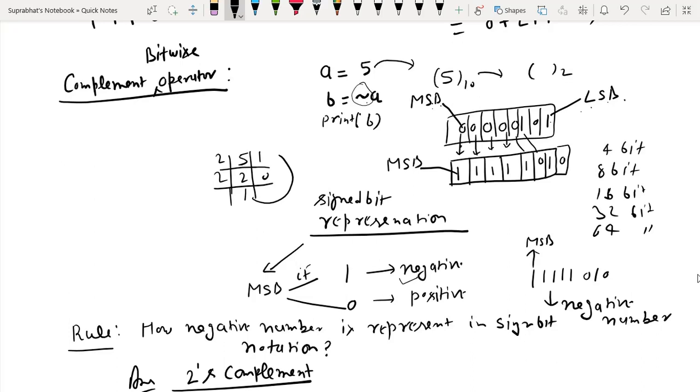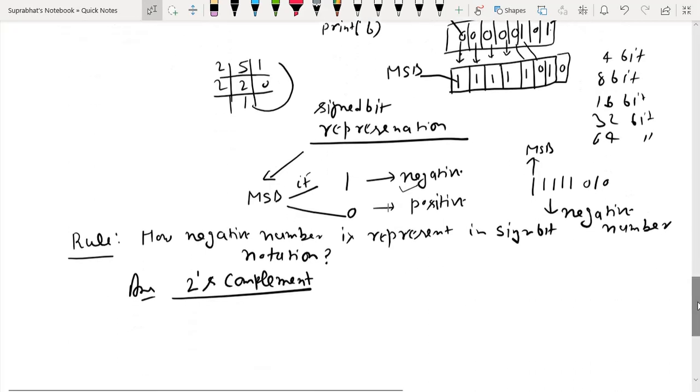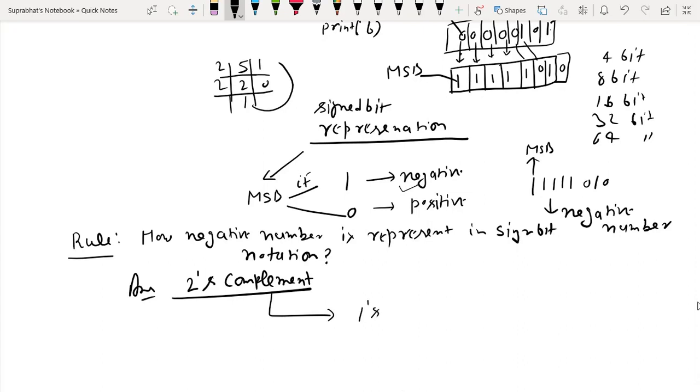So the computer can't understand negative numbers. So the computer will use the 2's complement method to handle this situation. Now we are going to discuss how we will represent 2's complement. What is 2's complement? 2's complement is simple. You take the 1's complement and add 1 to it. To calculate 2's complement, first of all you calculate the 1's complement and then add 1 to it.